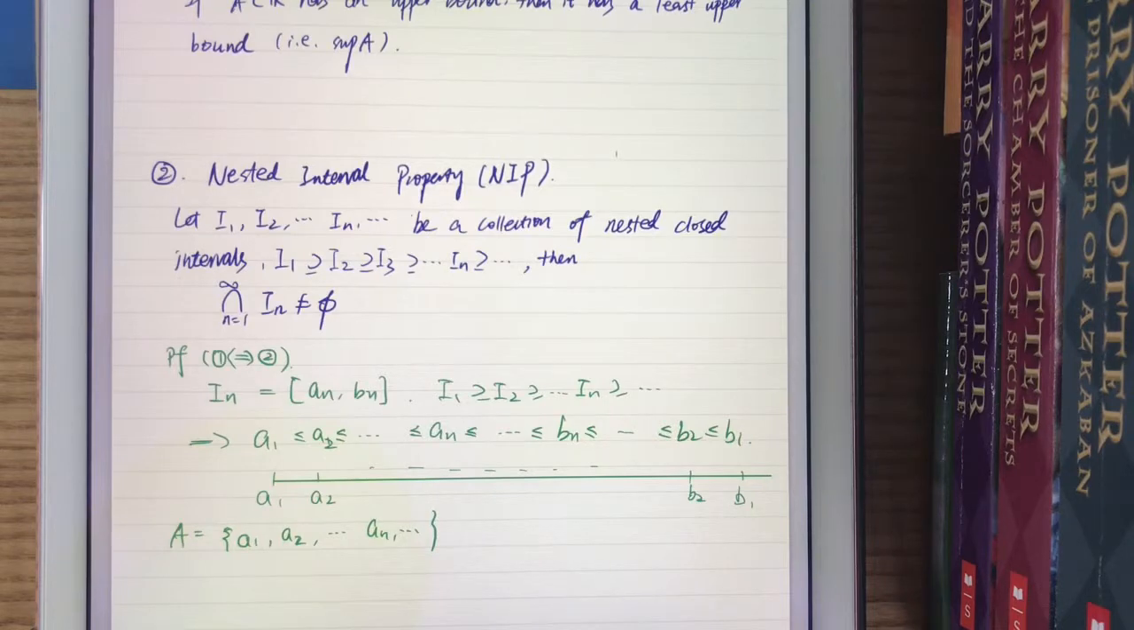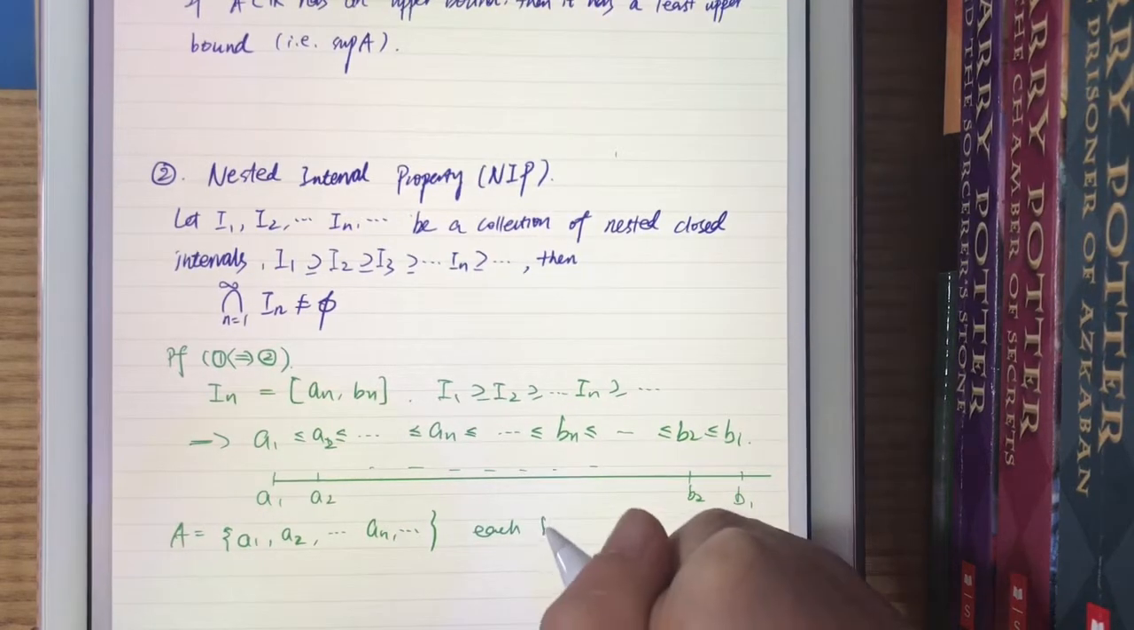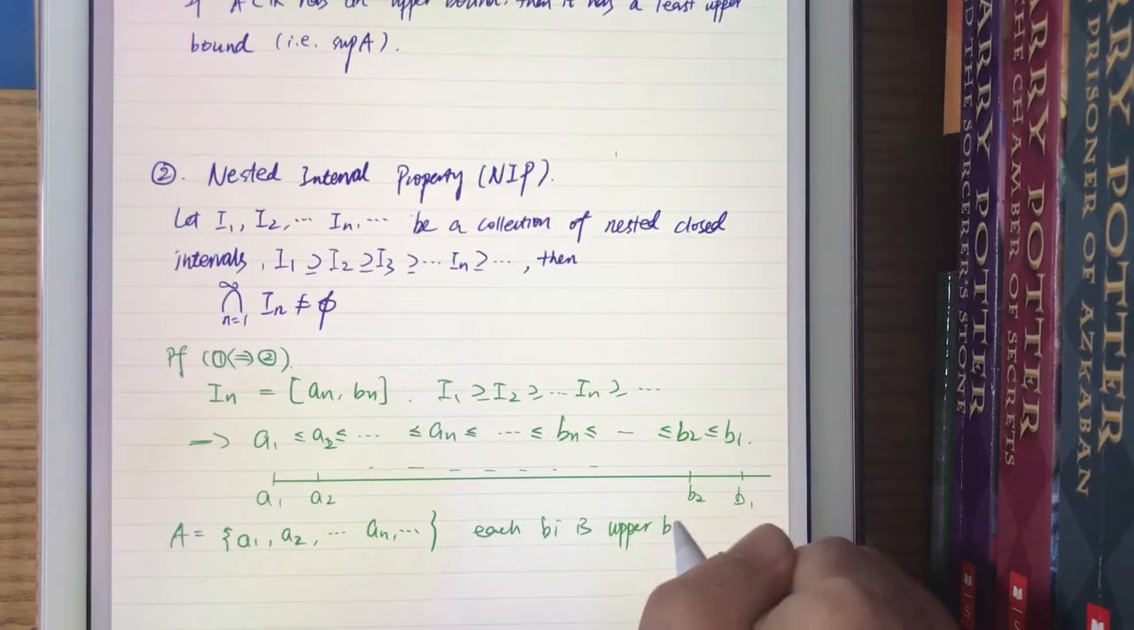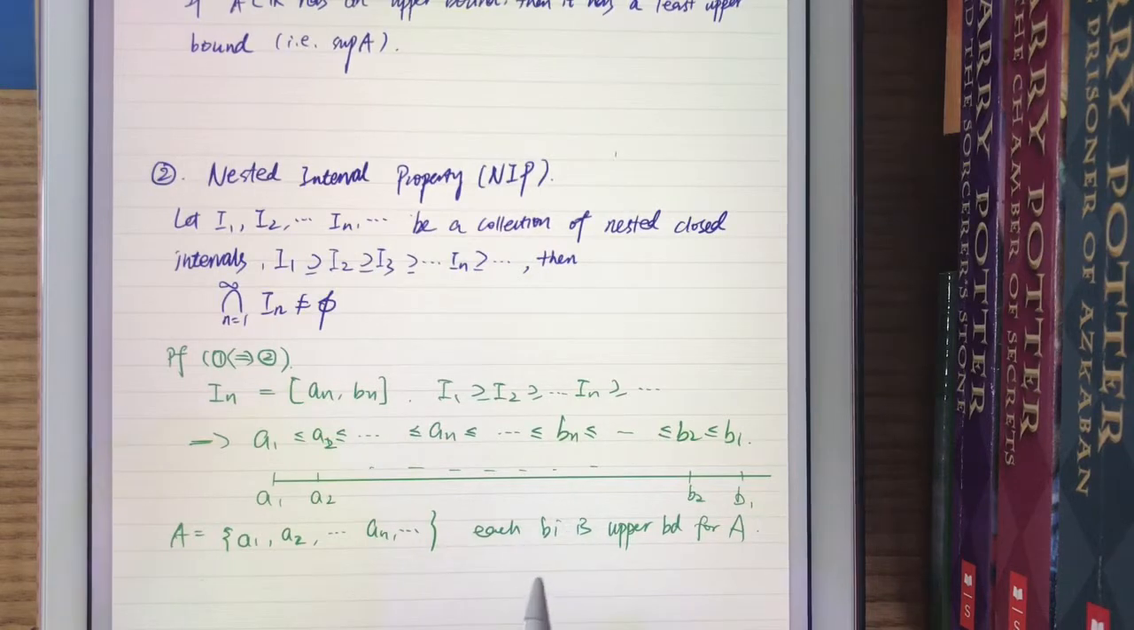Well, for this set, you may say that each Bi is an upper bound of A, right? We know that each Bi is an upper bound for A, right? Because all Ai is smaller than Bi for all i, right? So we also know that A is contained in R, right? Because all these elements are real numbers.